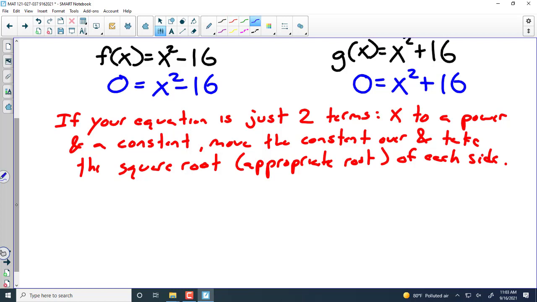So right here, I'd add 16 to both sides. I'd get 16 equals x squared. Right here, I'd subtract 16 from both sides, and I get negative 16 equals x squared. Now, if I'm going to apply the square root property here, does everyone see how I'm going to end up taking the square root of a negative?